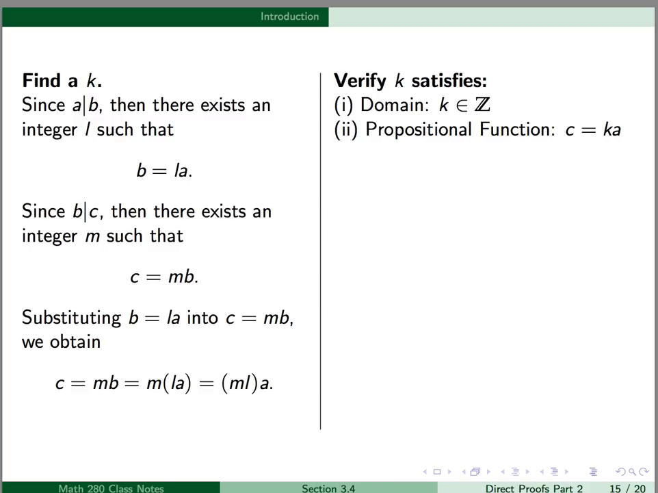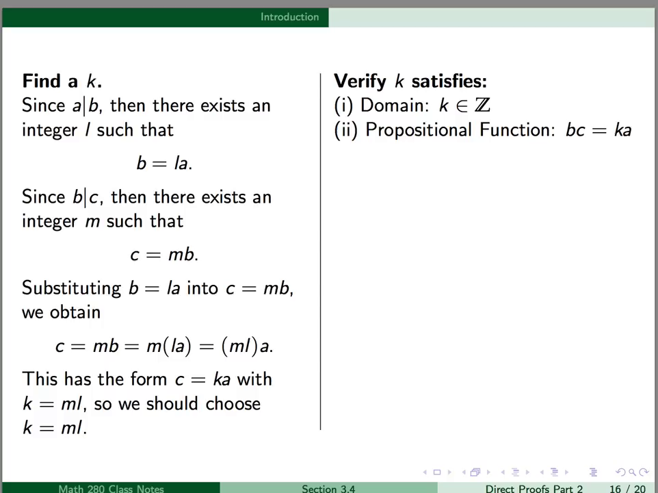And if we compare this to our propositional function, we can see that this has the form of our propositional function where k is equal to ml. So that tells us we should choose our k to be ml. So we've now found our k. We're ready to go over to the right-hand column.